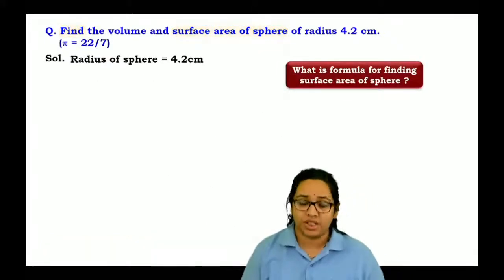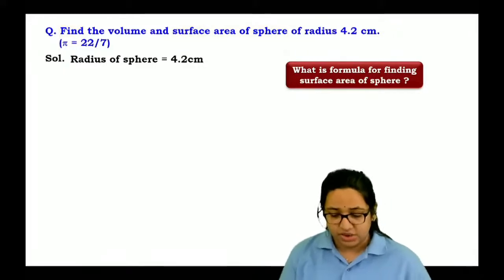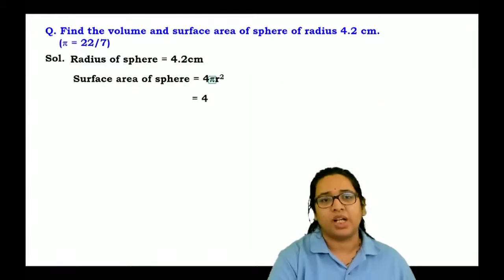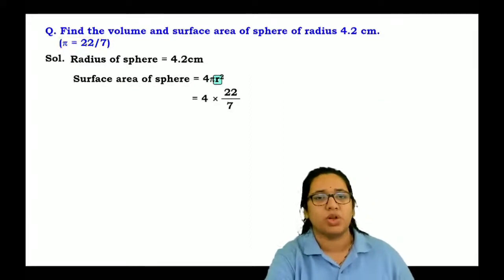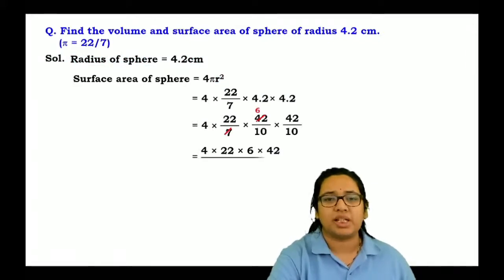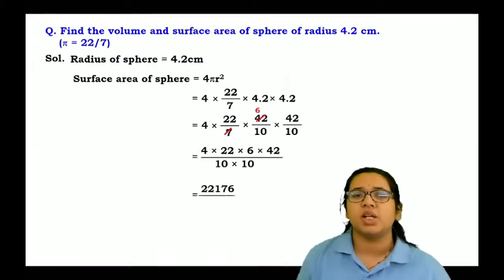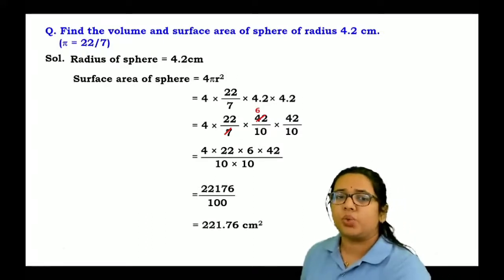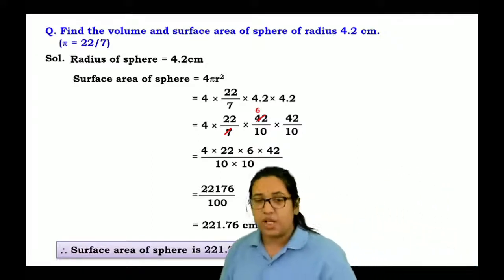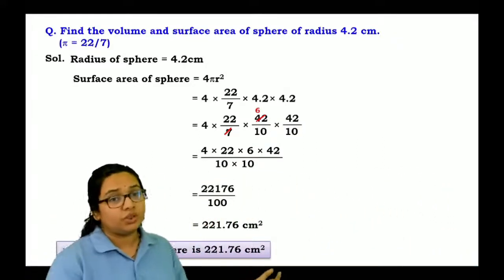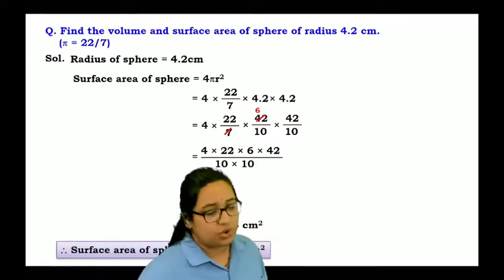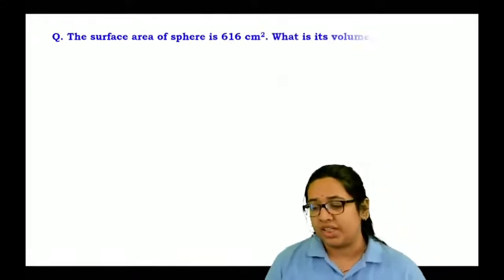Similarly, we have to find the surface area. Surface area is 4 times pi r square. Again, we'll put the values of pi and r. After solving this, you will get the surface area as 221.76 square centimeter. If we talk about volume, then the unit will be cubic centimeter, and if we talk about area, then the unit will be square centimeter. Getting this?